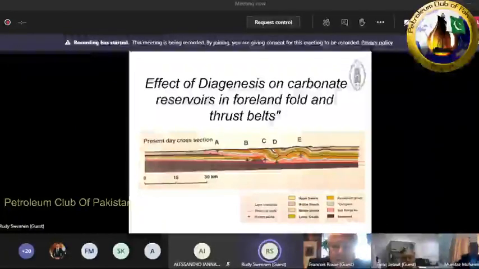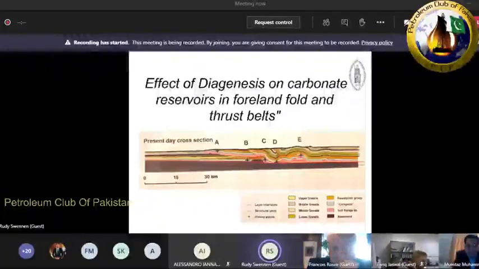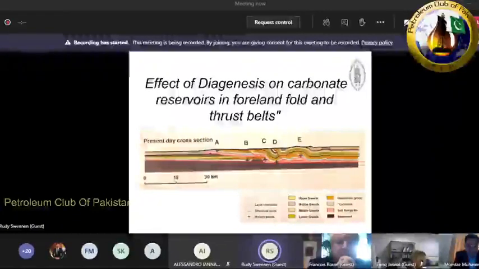I will give a presentation with the focus on diagenesis, and the title is Effect of Diagenesis on Carbonate Reservoirs in Foreland Fold and Thrust Belts. So really the focus is on carbonate reservoirs and the different Foreland fold and thrust belts that we have studied. François Roure already introduced several of these areas, and I will try to make a synthesis of the research that we carried out.